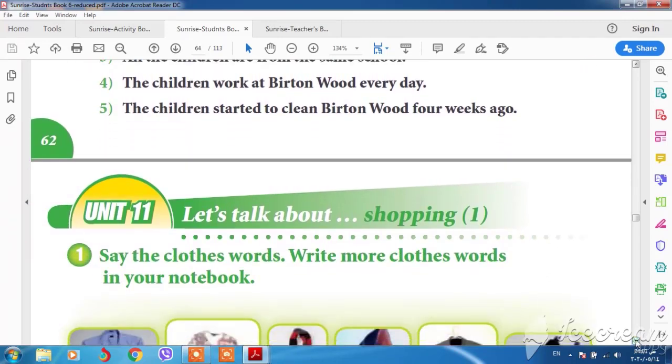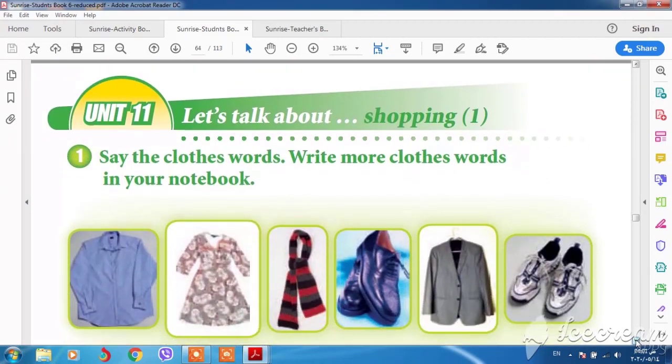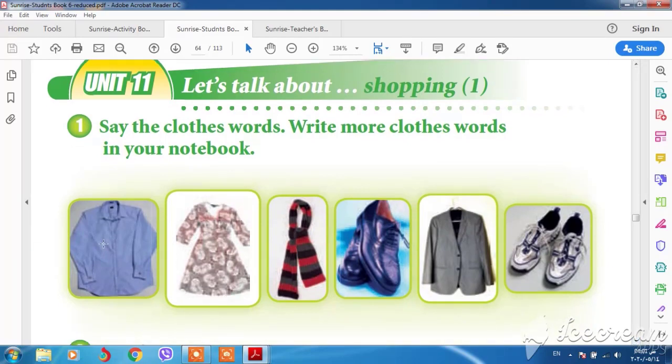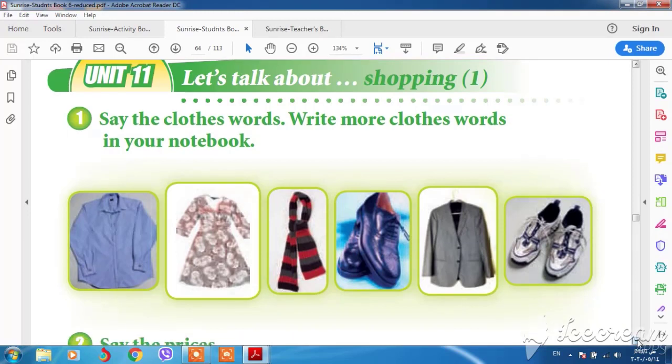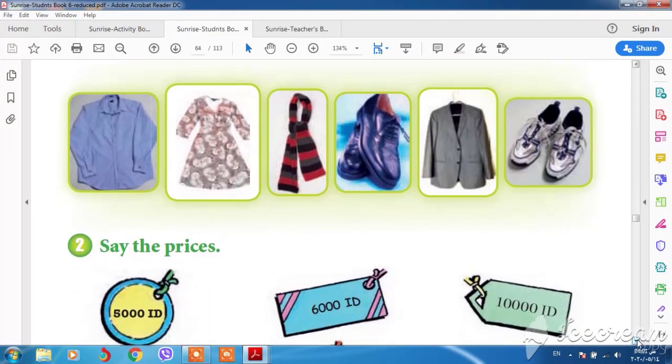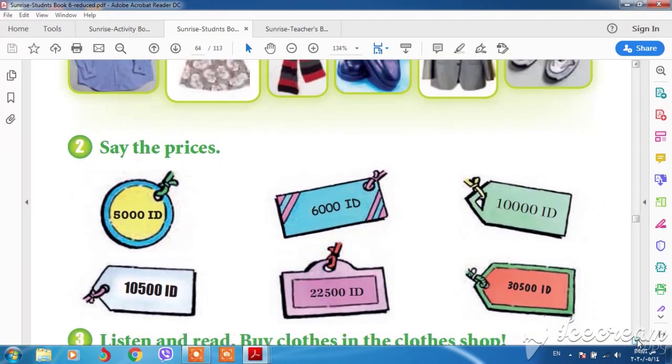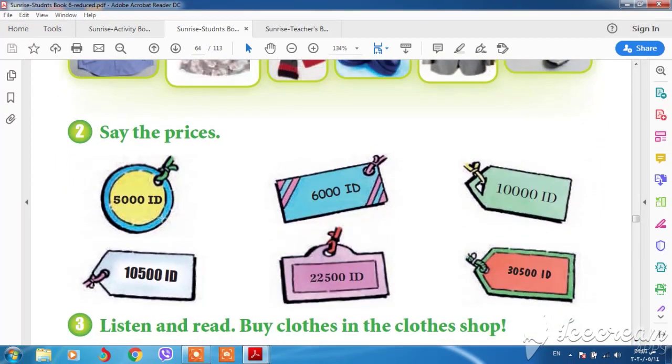And this one, let's talk about shopping. You have some pictures here like a t-shirt or shirt, dress or scarf, or a skirt. You have scarf, shoes, jacket and trainers. Okay, say the prices. We have prices. For example, this one, 5,000 Iraqi dinars. Okay, 10,000 Iraqi dinars, 6,000 Iraqi dinars.